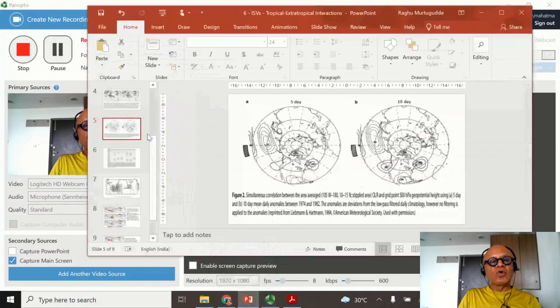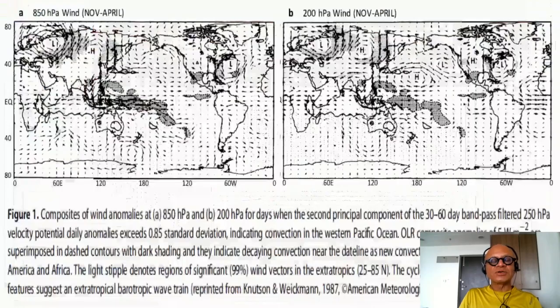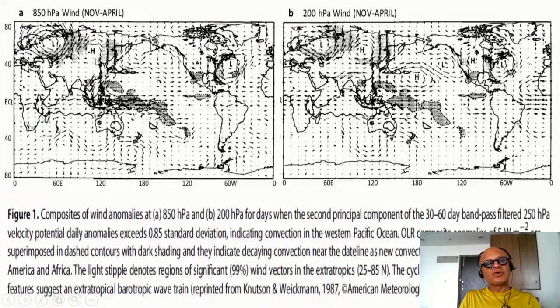Let's add a little bit more detail to these tropical extratropical interactions. We looked at this where we said the extratropical waves, barotropic waves, precede the tropical convection in the West Pacific, and then they follow the West Pacific convection as well.